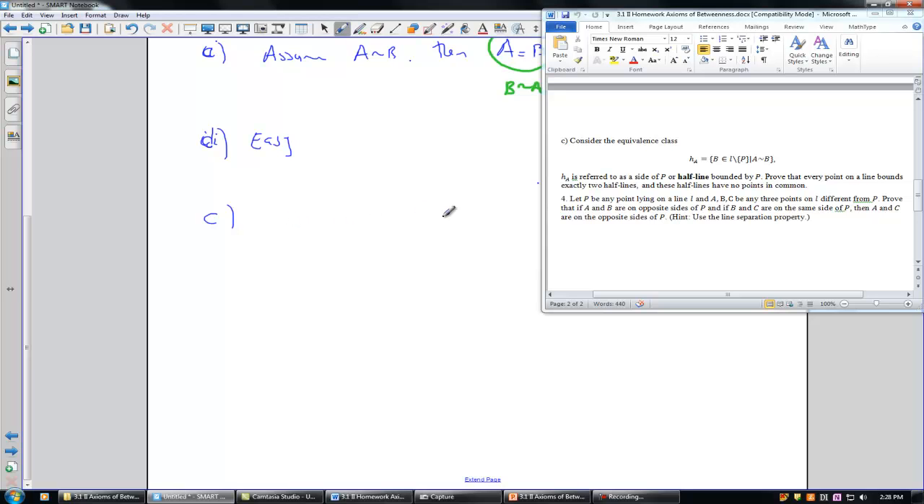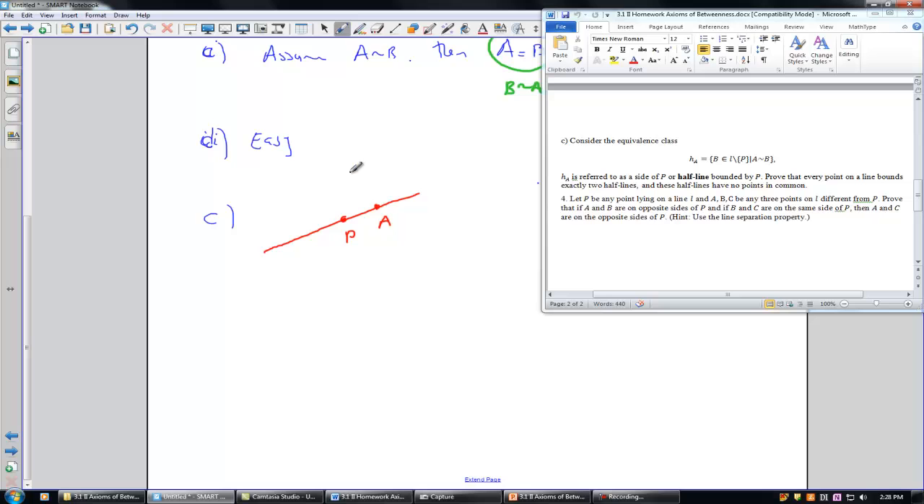So now I'm going to make these equivalence classes. So we consider this equivalence class, which we call the half line. All right, so these are all the points on the line, not including P, such that A and B are on the same side of P. All right, so if you draw a picture of this, which we can do, let's suppose A is over here.